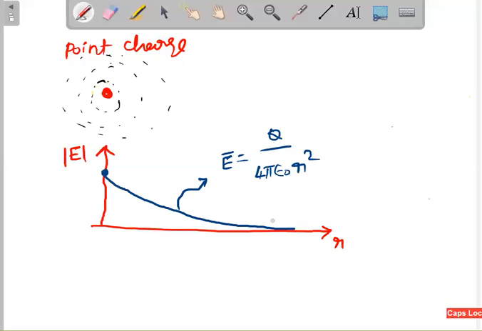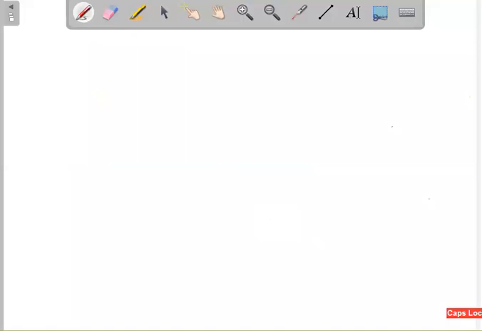Next, what is the nature for a hollow conductor? Now we have seen it for a point charge. Then next I will go for a hollow conductor. If it is a hollow conductor, what happens? First of all, you should know the distribution nature, and what will be the electric field inside the hollow conductor.